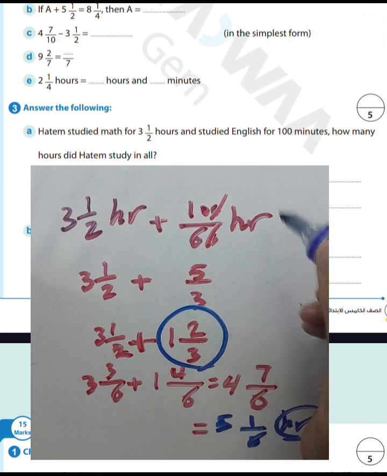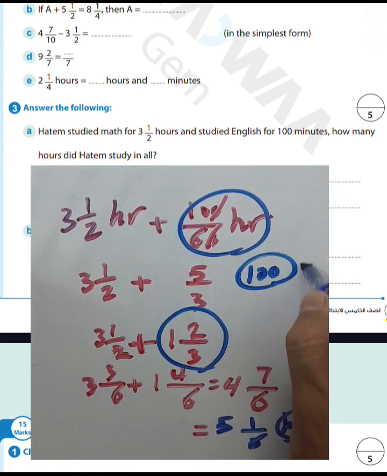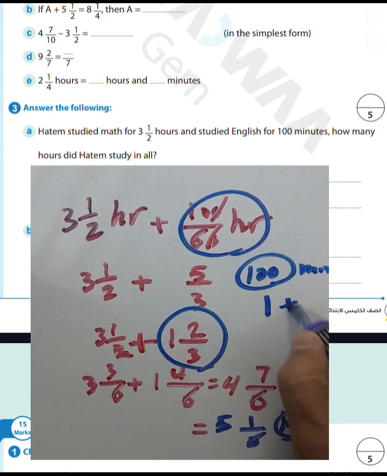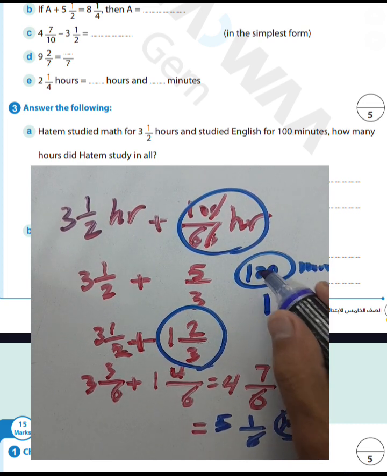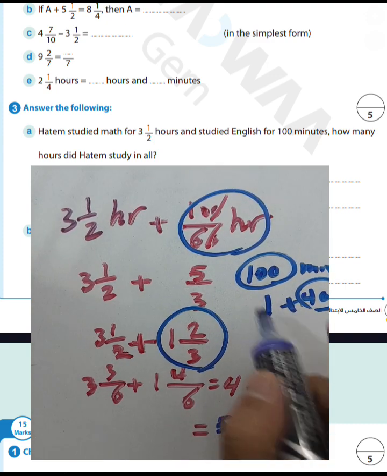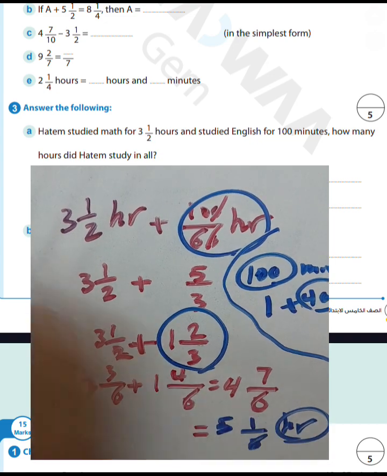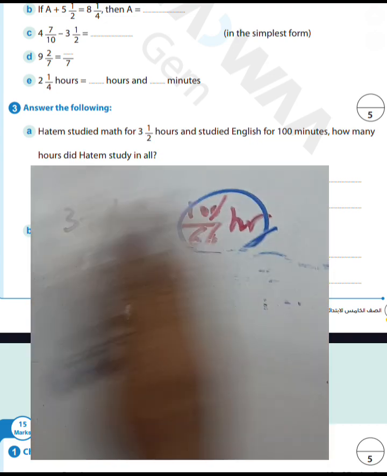100 minutes, convert it by dividing by 60. We know 100 minutes equals 1 hour plus what? The remainder will be 40, and the 40 will be 2 over 3. Understood? You can solve by this method or that method, both are right, but you must write this multiplication in the last question.